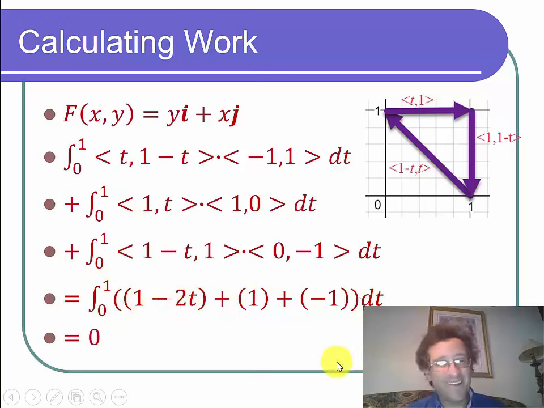And that's an easy integral. I could do that in my head. I could write it down. I could use technology, but I don't really need to. I just get 0. And that's important. So that means the work done moving around this triangle is 0, if this is the force.